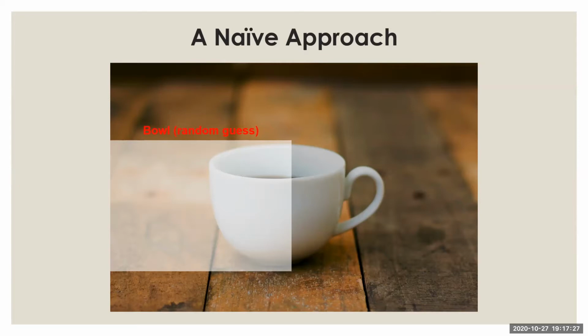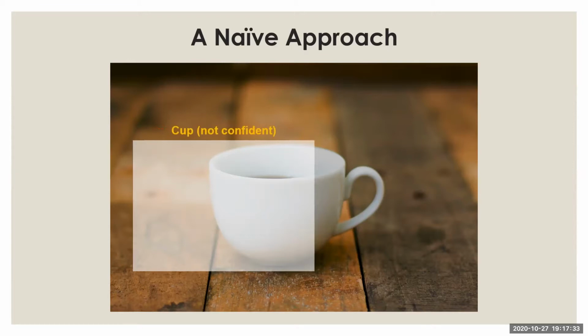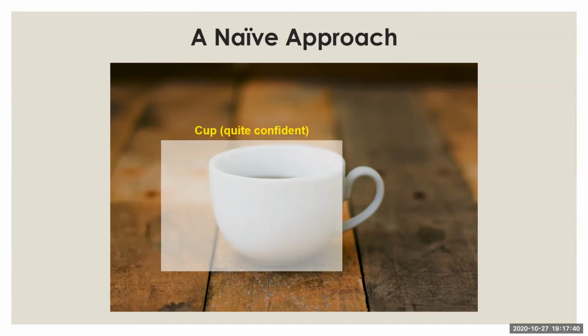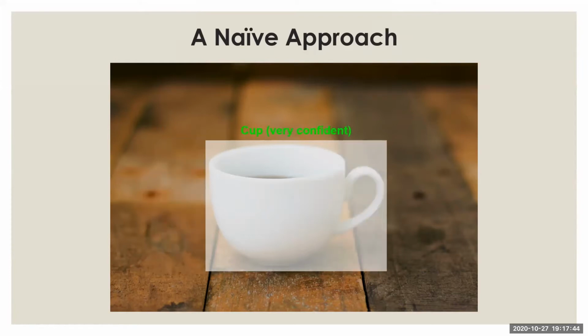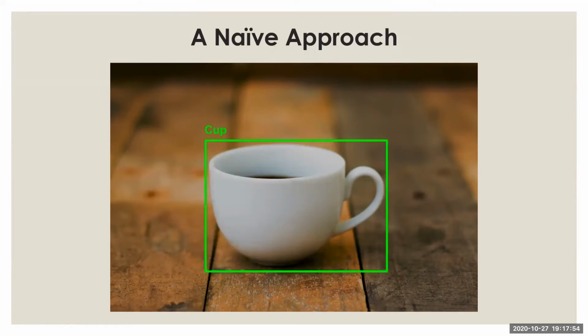Then we can pick another region, or perhaps pick another size. So let's say this one. Maybe the model will say, well, that's a cup, but not really confident about it. Then we can slide it more, and it comes into a clearer picture. When we reach a certain region, we might hit the perfect spot, and the CNN will tell us that it's a cup and it's very confident about it. Congrats, you just found an object.